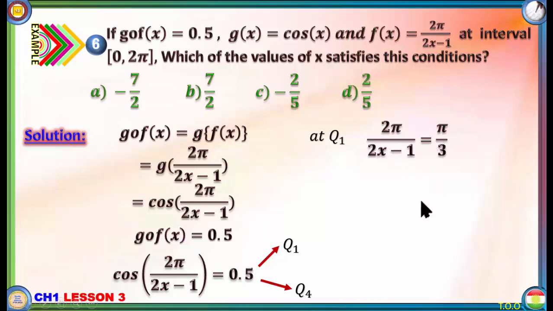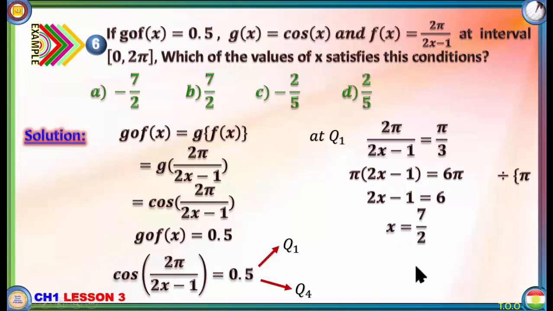Make a cross multiplication: pi times (2x minus 1) and 2 pi times 3 is 6 pi. Dividing both sides by pi, then 2x minus 1 is equal to 6. Take 1 from left to right, that becomes 6 plus 1 is 7. Then divided by 2, that means x equals 7 over 2. That is the first value as we have here.